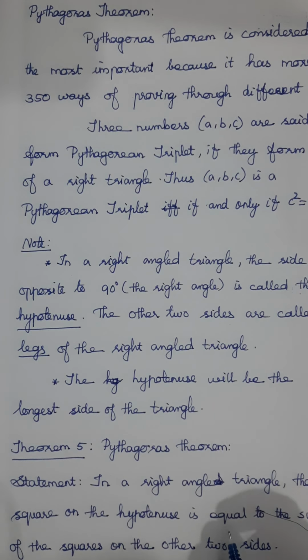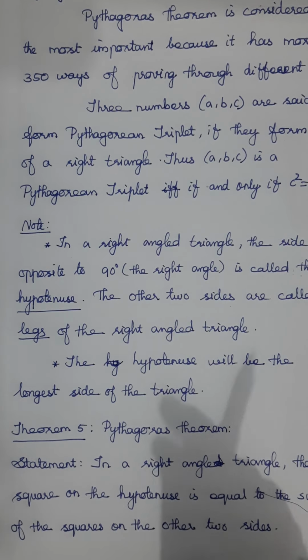Okay, how to prove the statement? First, in a right angled triangle, so we have to draw a right angled triangle. The square on the hypotenuse. How to find out the hypotenuse? It is the opposite side of the 90 degree. The square on the hypotenuse is equal to the sum of the squares on the other two sides. Okay, so you have to find the squares of the other two sides and add them. Then if it is equal to the hypotenuse square, we can say the Pythagoras theorem statement is proved. Are all clear?